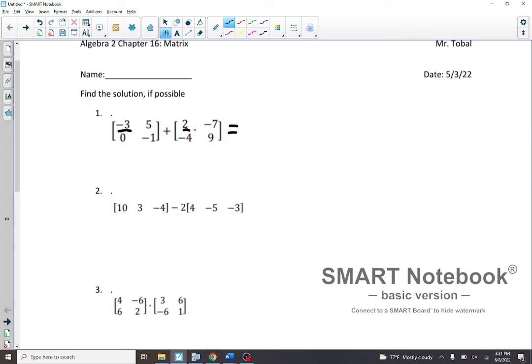So top left goes with top left. So -3 plus 2 is -1. 5 plus -7 is -2. 0 plus -4 is -4. -1 plus 9 is 8. So that is your answer there.